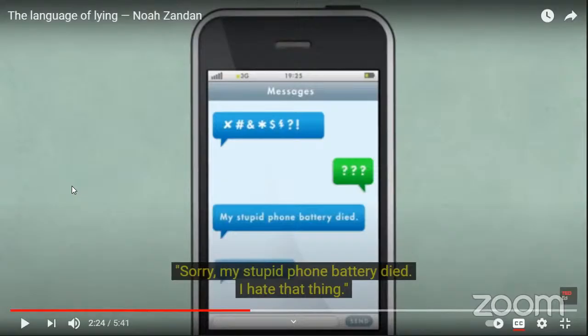So a person who is lying, una persona que está mintiendo, they tend to be negative. They feel guilty, se sienten culpables, and they are angry about that, y se enojan por eso. That's why they react out of nowhere, ¿no? Reaccionan de la nada, like aggressively and negatively, ¿no? Negativamente y agresivamente. That's why they say, "Sorry, my stupid phone battery died. I hate that thing." Eso puede ser una verdad también. But if someone is lying, pero alguien que está mintiendo va a ponerse así de la nada, right? And it's going to show that.